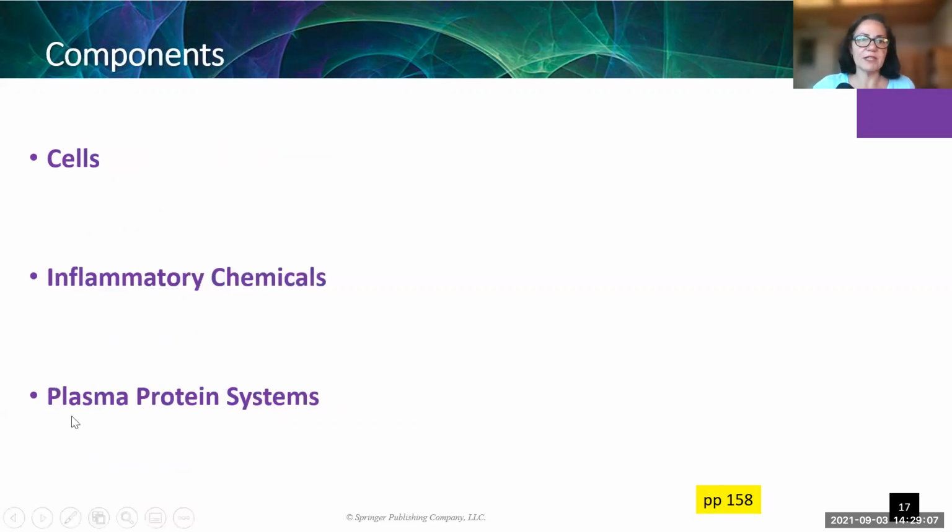All right, the components, as we've mentioned: there are cells involved. There are some inflammatory chemicals, and we'll go into those in more detail in part 2. But let me just mention off the top of my head, histamine is one of the most important ones to get the inflammatory ball rolling. And then we have leukotrienes and prostaglandins that also serve a function. And there are more, but those are the ones that I'll mention. And then the plasma protein systems, I've already mentioned one, and it's the one that we're going to talk about, and that is the complement system.